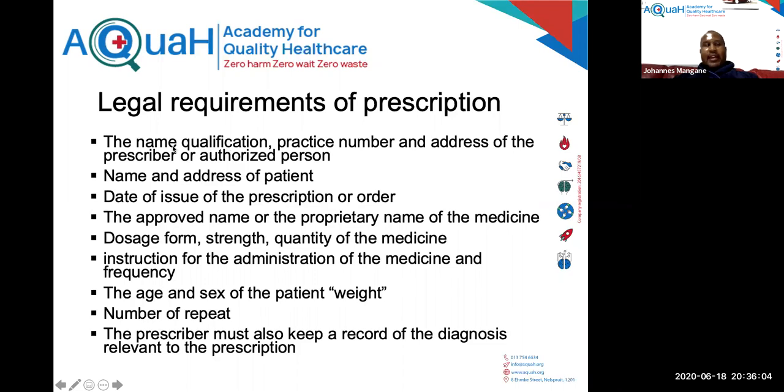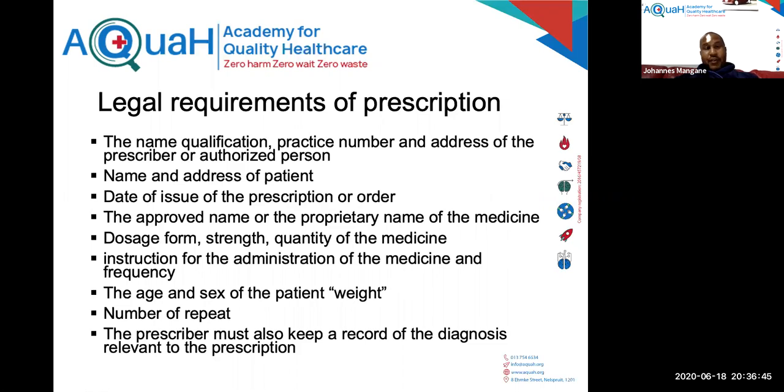The name, qualification and practice number of the authorized prescriber, with their address, needs to appear on top of the prescription. Then you have the name and address of the patient, and the date on which you are issuing the prescription. This matters because for the prescription to be valid, it needs to be dispensed within 30 days of issue, so the date indicates whether the prescription is still valid or not. Then you have the approved name, which might be either the proprietary name or the generic name of the medicine.